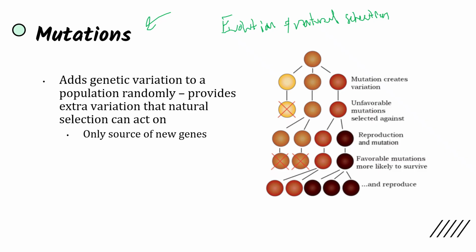And so when a mutation creates variation, the unfavorable mutations are selected against, and the favorable mutations are going to allow individuals to be more likely to survive and reproduce within an environment. So even though natural selection isn't the only form of evolution, because it's not a random process, it's a selective process, random processes such as mutations can contribute to natural selection and allow for the introduction of new genes into a population, and as a result, evolution.